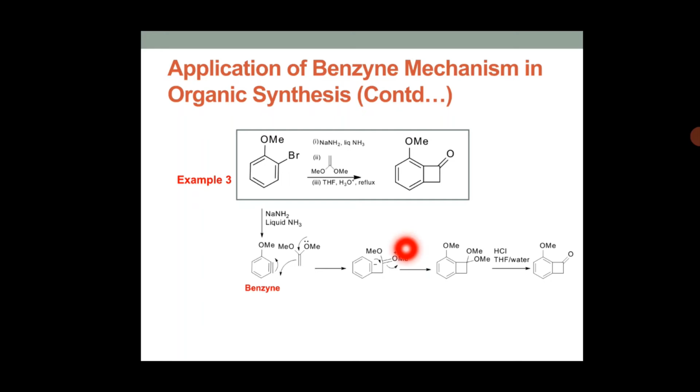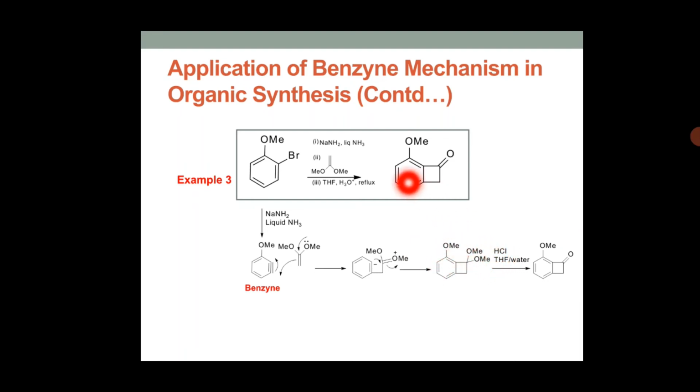The electropositive oxygen having the positive charge gets converted to the neutral oxygen, and this is the driving force for this cyclization. And what do we get? We get a ketal and a benzocyclobutane derivative.